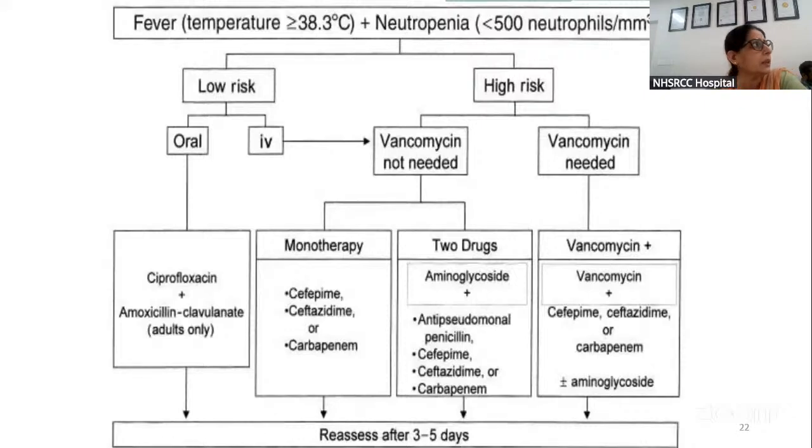So this is the algorithm which we follow, where if you have categorized the patient as low risk, probably you can give oral antibiotics like augmentin or ciprofloxacin and monitor the child. But if you think that the child is high risk, if the child is stable, you give a monotherapy with cefepime, ceftazidime, or carbapenem. If the child is hemodynamically unstable, you can add an aminoglycoside to that. And you need a gram-positive coverage of vancomycin, as I discussed in the previous slide, and then you reassess the child after 3 days, 72 hours.